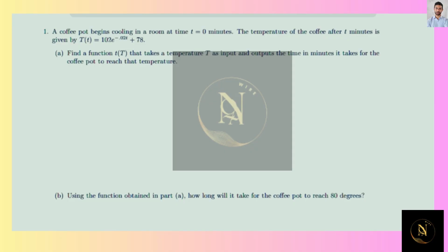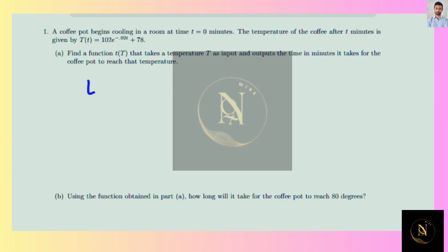If a coffee pot begins cooling in a room at time 0, and it's given by the function T of t, we want to find a function t of T, which would be the inverse function that takes the temperature T as an input and outputs the time t. So let's think of this in terms of y and x temporarily. Actually, we won't. We'll use capital and lowercase t, but we're going to interchange.